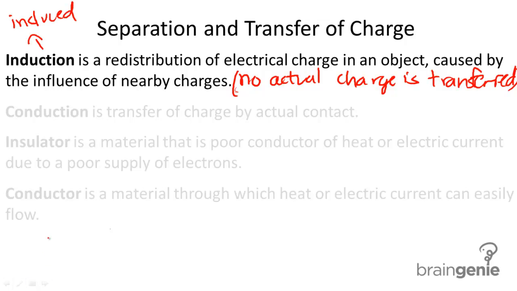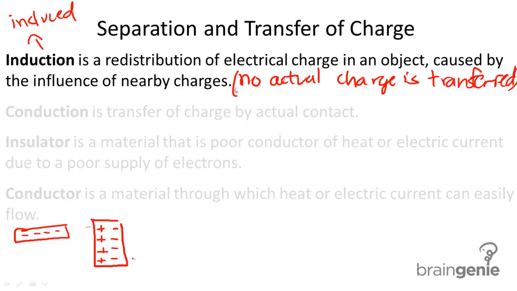Let me give you a quick example. Let's say I bring a negatively charged rod close to a neutral wall. What will happen in the wall is no actual charges will be moved between the two objects, just that the charges within the wall will redistribute, according to the law of charges. So the positive charges will form on the left side, and negative charges, which are repulsive to the like charges, are moved to the right side. So this is an example of induction. No actual charge is transferred.